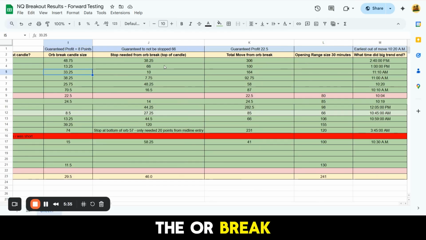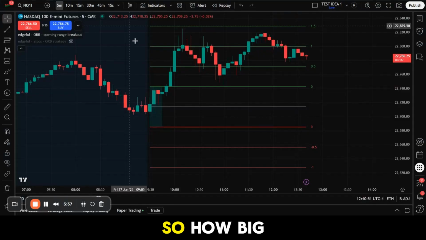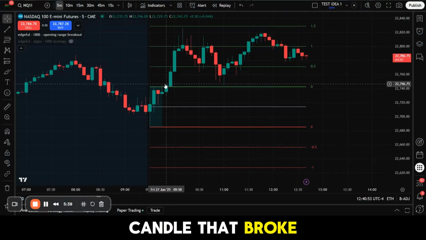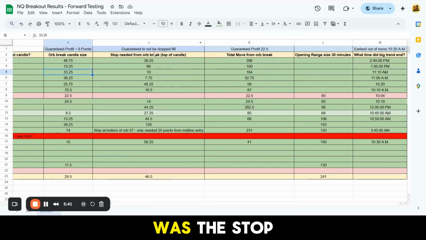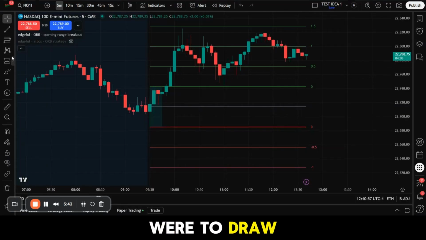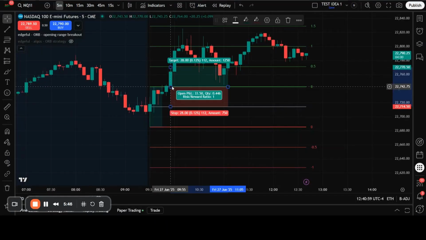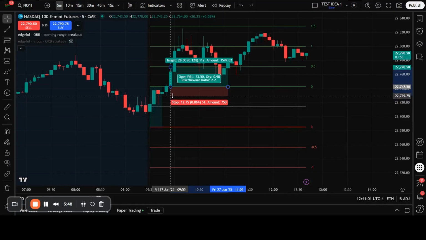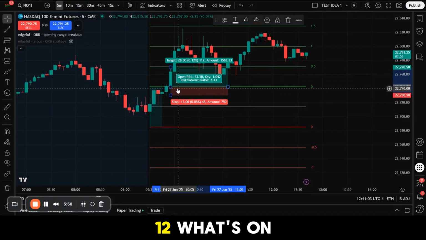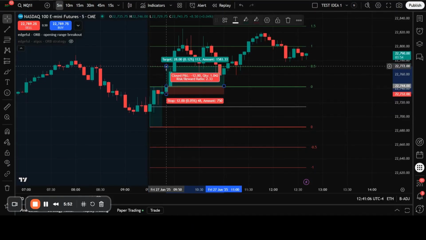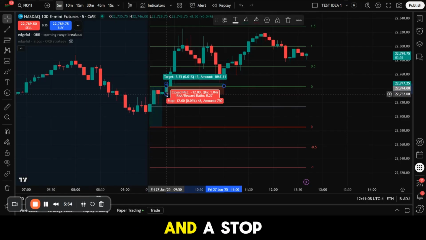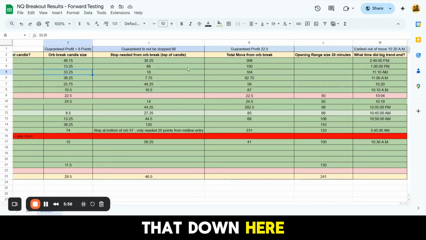What was the ORB break candle size? So how big was the first candle that broke? How big was the stop needed? So if I were to draw that. Okay, stop was 12. What's on this candle? This is tiny, only 2 points and a stop of 12, so I'd write that down here.